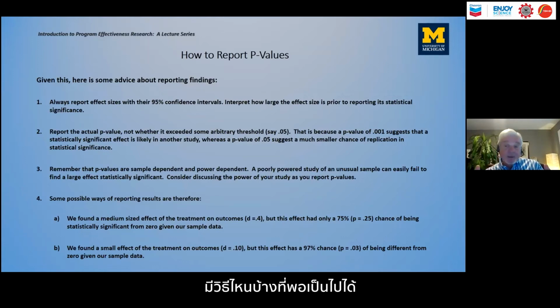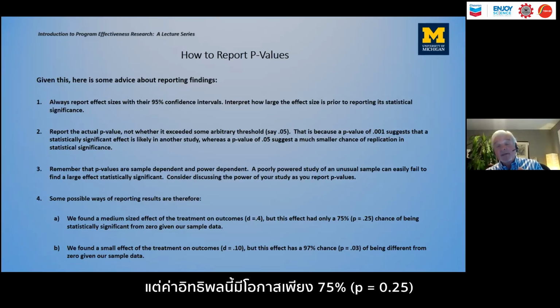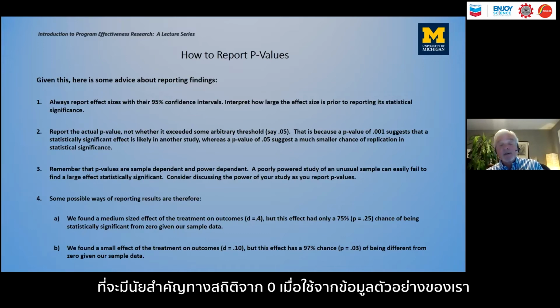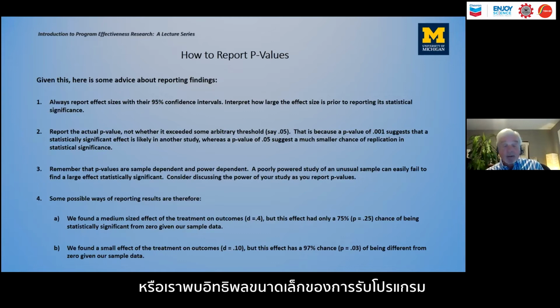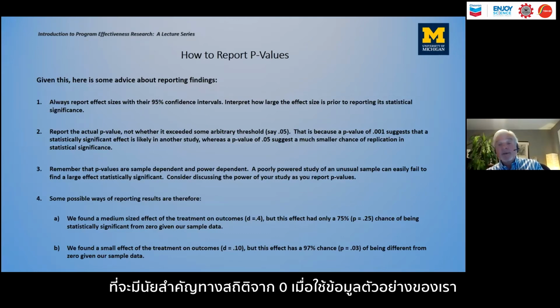So what are some possible ways to discuss results in your reports? Here's one way. We found a medium-sized effect of the treatment on outcomes, Cohen's d equals 0.4. But this effect only had a 75% chance, p equals 0.25, of being statistically significant from zero given our sample data. Or we found a small effect of the treatment on outcomes, Cohen's d equals 0.10, but this effect had a 97% chance, p equals 0.03, of being different from zero given our sample data.